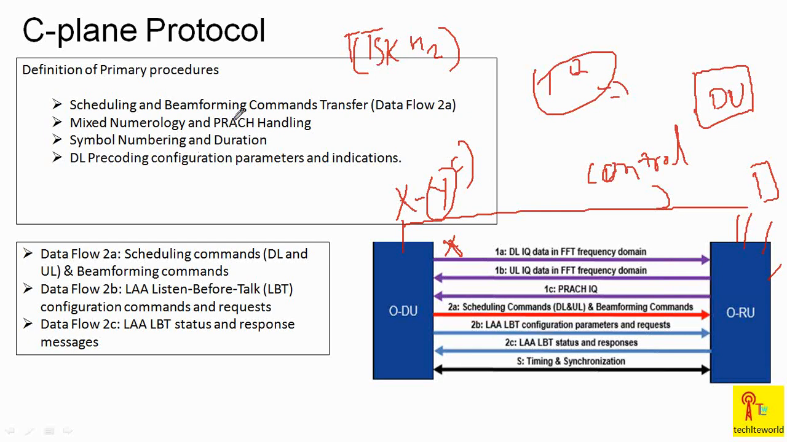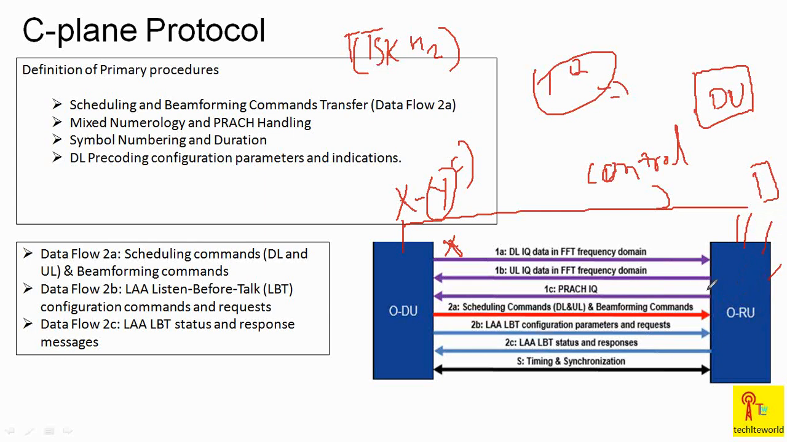So next one is PRACH handling. What is the PRACH handling? For PRACH handling, DU should send which kind of PRACH format is there, right? Suppose ORU is sending PRACH towards ODU. First ORU will intercept PRACH from a different EV. This EV can send the PRACH, a random access RACH request. So for handling those RACH, DU should configure what kind of range we want to expect.